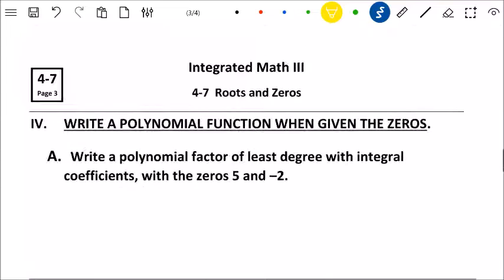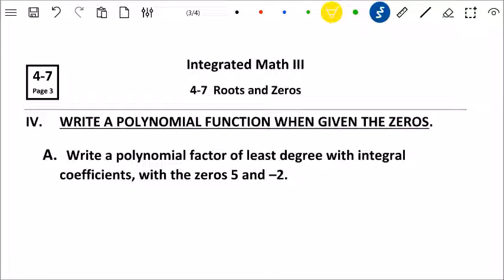Make your own polynomial function. So what we've just done is solve polynomial functions. Now we're going to make them. So we're going to go backwards.